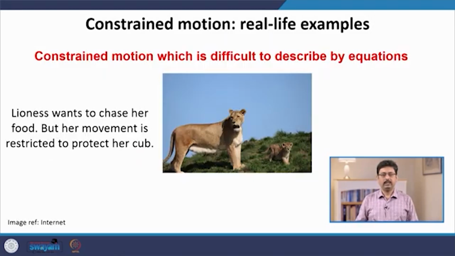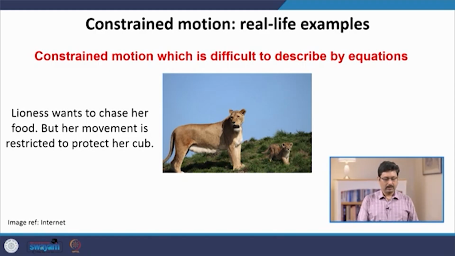Now, this may not always be discussed in a typical course of physics and engineering, but I just want to mention it for the sake of completeness: there exist real-life examples where the constraints on motion can be difficult to describe mathematically by equations. So, here is an example.